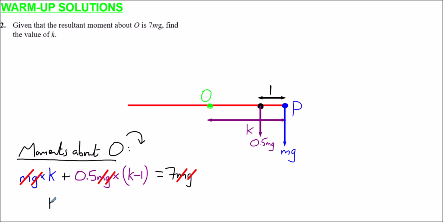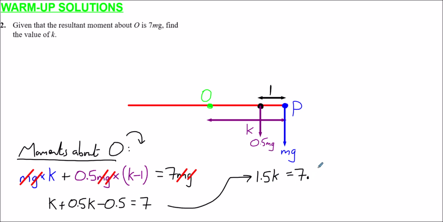So now we have k plus 0.5 times k, so that's 0.5k, 0.5 times minus 1, so that's going to be minus 0.5, that equals 7. So if we simplify this, k plus 0.5k, that's 1.5k. Then if we add 0.5 to both sides, we get 7.5. Finally, if we divide both sides by 1.5, k will be 7.5 divided by 1.5, which is 5 meters. So k must be 5 meters, and we're done.